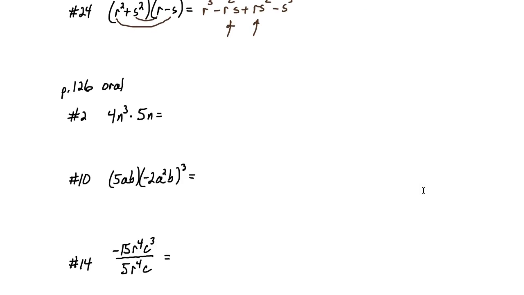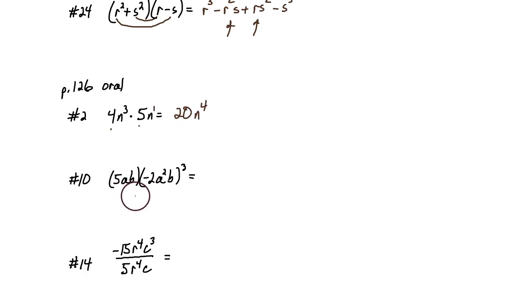On page 126, we have to multiply some monomials together. Start with the numerical coefficients, 4 times 5. That makes 20. Now multiply the variables. N to the third times n to the 1 is n to the fourth.